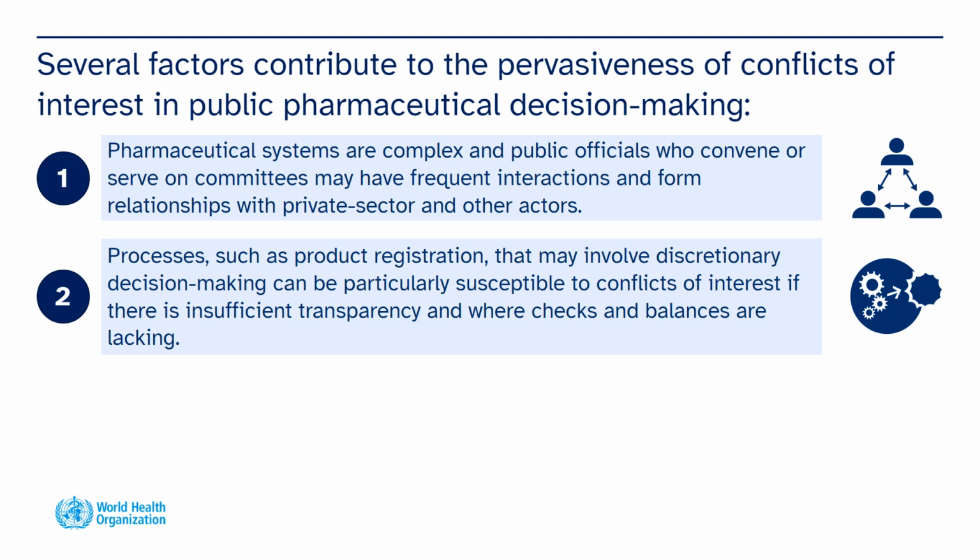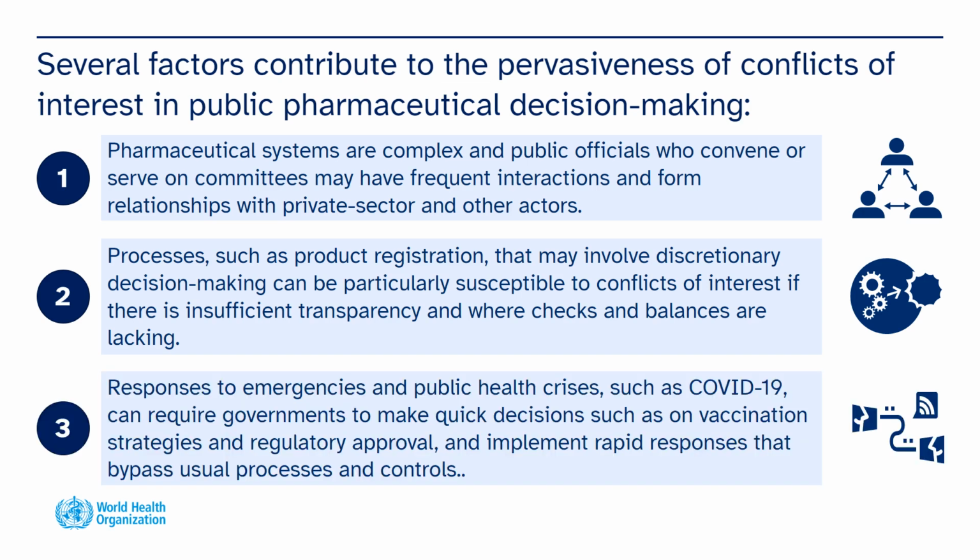2. Processes, such as product registration, that may involve discretionary decision-making, can be particularly susceptible to conflicts of interest if there is insufficient transparency, and where checks and balances are lacking. 3. Responses to emergencies and public health crises, such as COVID-19, can require governments to make quick decisions, such as on vaccination strategies and regulatory approval, and implement rapid responses that bypass usual processes and controls.